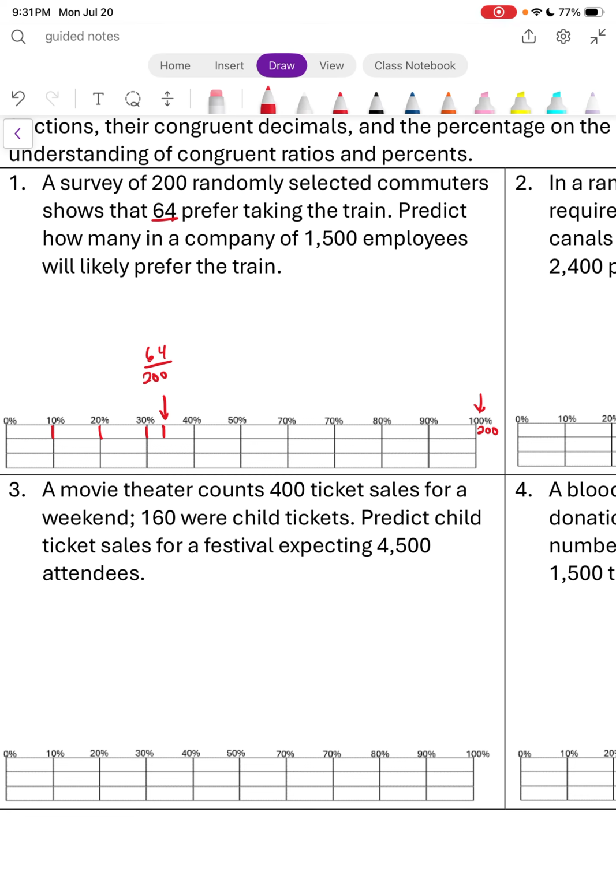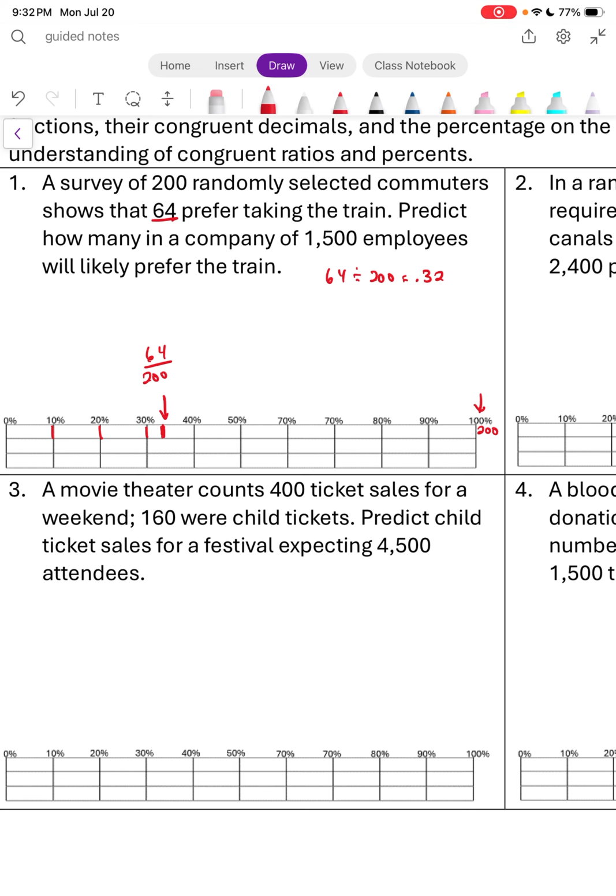Now, there are a couple of different ways you can do it. You could actually divide that. 64 divided by 200. I'll go ahead and write it out. 64 divided by 200 gives you 0.32 as a decimal. That's going to be exactly 32%, okay, which is about where we put that mark.